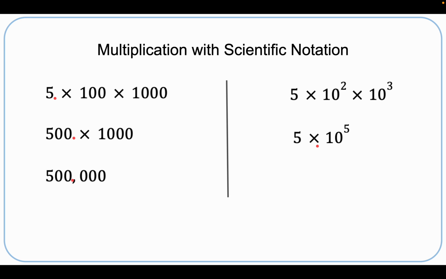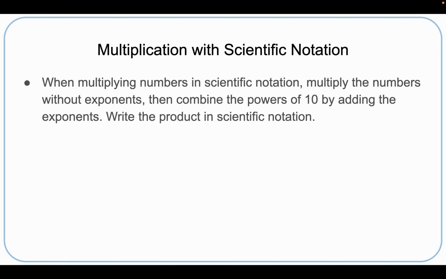When we multiply 5 times 10 to the fifth, that means we're going to start with 5 and move our decimal point 5 spaces over to the right to get 500,000. So we get the same answer. So we can use that when multiplying numbers that are in scientific notation.